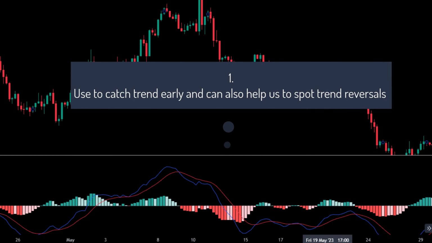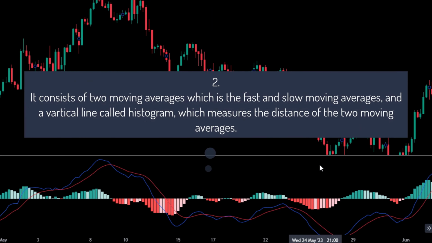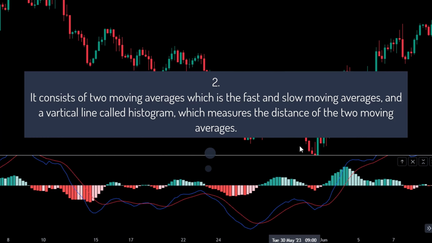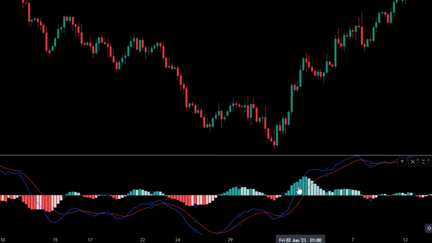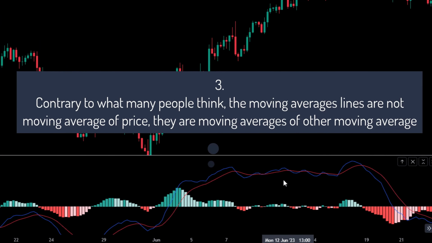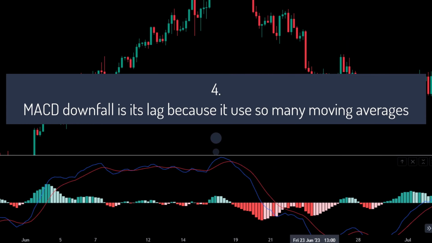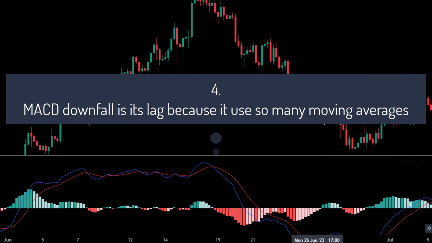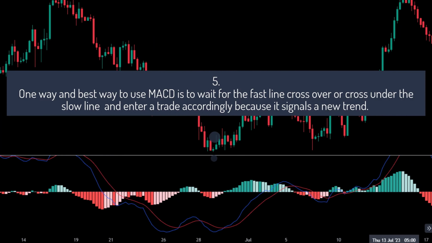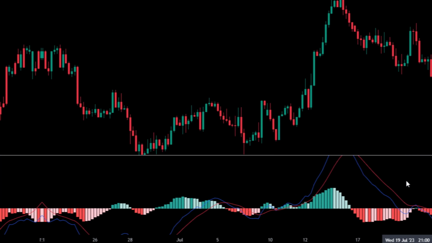1. It is used to catch trends early and can also help us spot trend reversals. 2. It consists of two moving averages, a fast and a slow moving average, and vertical lines called a histogram, which measures the distance between the two moving averages. 3. Contrary to what many people think, the moving average lines are not moving averages of the price, they are moving averages of other moving averages. 4. MACD's downfall is its lag, because it uses so many moving averages. 5. One of the best ways to use MACD is to wait for the fast line to cross over or cross under the slow line and enter the trade accordingly because it signals a new trend.